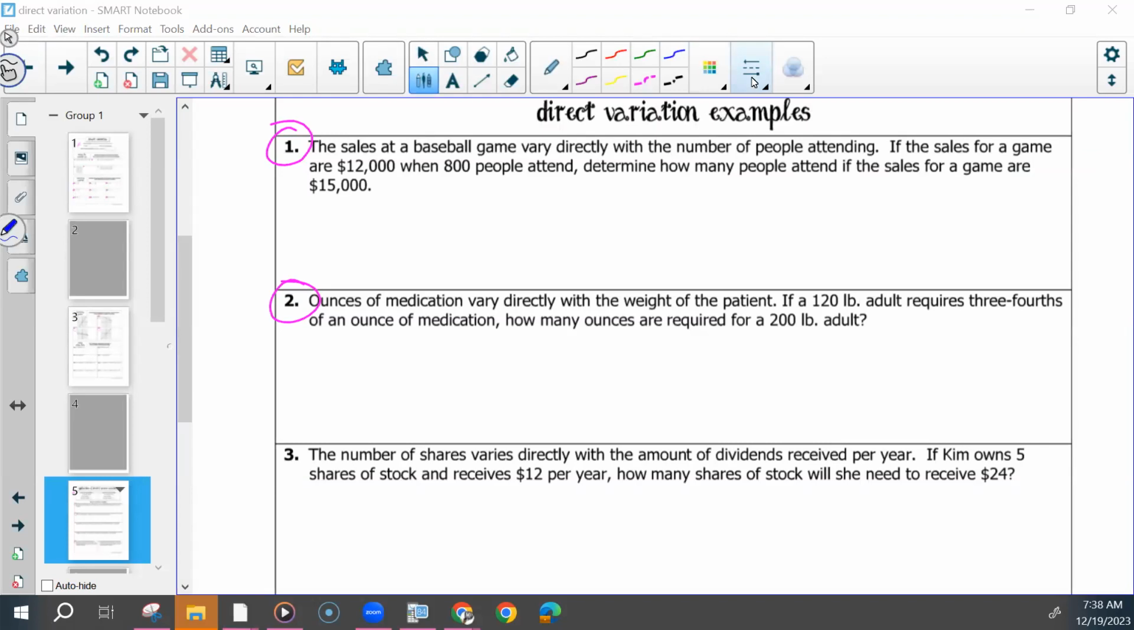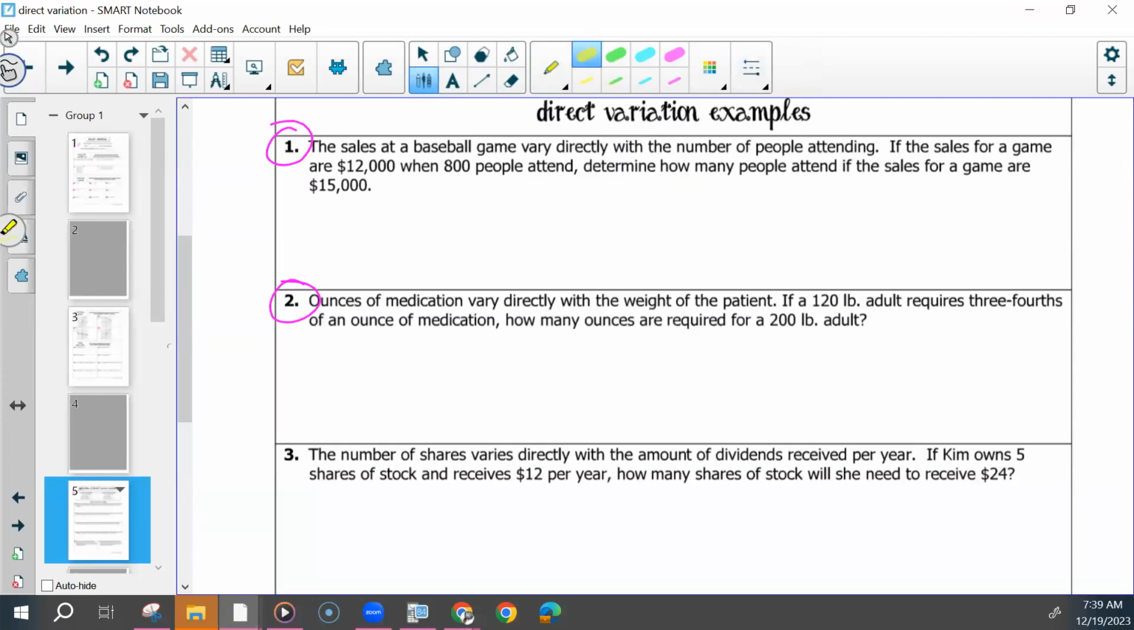Okay, so let's go through number 2. Read through it, find important information, and then let's solve this. Ounces of medication vary directly with the weight of the patient. If a 120 pound adult requires 3/4 of an ounce of medication, how many ounces are required for a 200-pound adult? What's important?